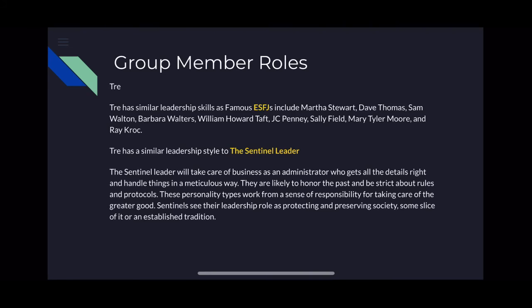Trey has a similar leadership style to the Sentinel leader. The Sentinel leader will take care of business as an administrator who gets all the details right and handles things in a meticulous way. They are likely to honor the past and be strict about rules and protocols. These personality types work from a sense of responsibility for taking care of the greater good. Sentinels see their leadership role as protecting and preserving society, some slice of it, or an established tradition.